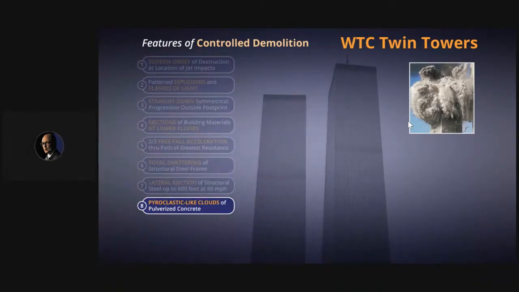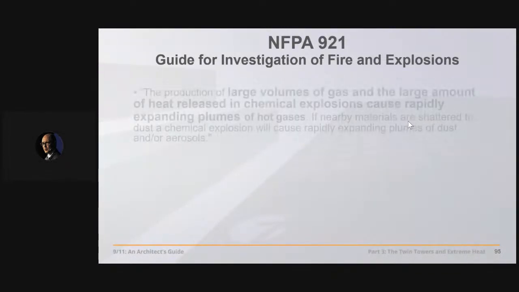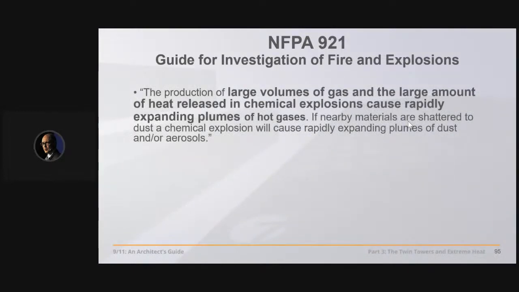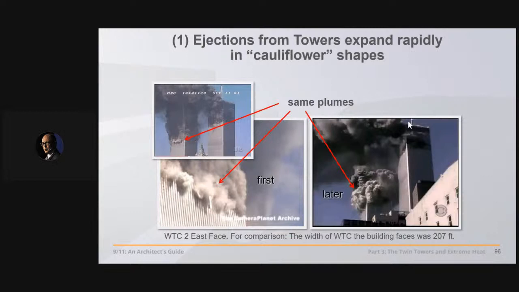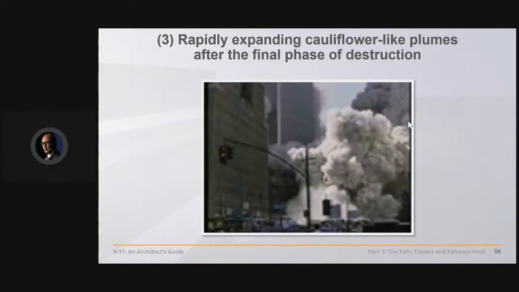Today we're going to advance to feature 8, 9, and 10, starting with pyroclastic-like clouds, because the National Fire Protection Association Guide 921 is the guide used in this country and around the world substantially for fire and explosion investigation. It says, look for thermal effects. Do we have that? Look for large volumes of gas and the large amount of heat released in chemical explosions causing rapidly expanding plumes of hot gases. Well, that's exactly what we have issuing rapidly out of the Twin Towers, and all the photos and videos.